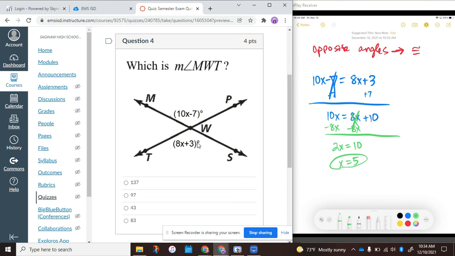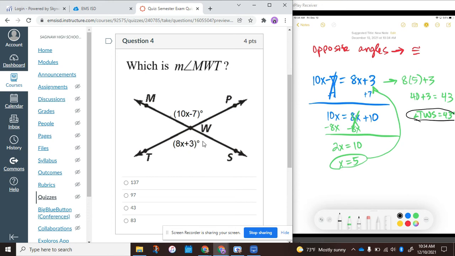If you take that x equals 5 and plug it back in on this original equation that we had up here, it turns into 8 times 5 plus 3. Well, that's 40 plus 3, and that's just 43 degrees. What that tells us is that this angle down here, angle TWS down at the bottom, is 43 degrees. That is another key piece of information. We're not done yet, but that is going to be an important piece of information.